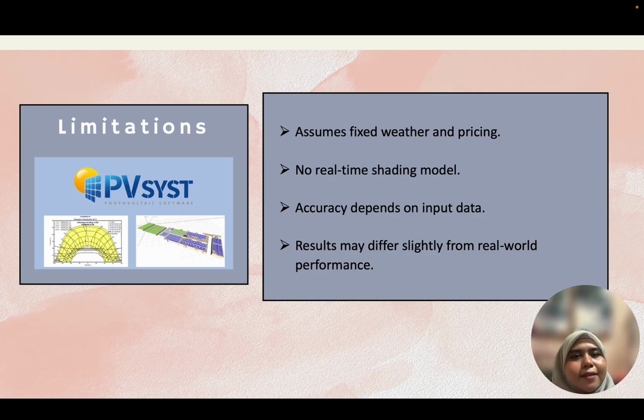Despite its strengths, PVsyst has some limitations. It assumes fixed weather and pricing, so it does not simulate real-time weather variation or extreme conditions. Second, it is a no-return schedule model where the output depends heavily on accurate input data like irradiance, temperature, and shading profiles. The accuracy depends on input data, where shading analysis was skipped in this case, which might lead to overestimated energy yield. And the last one, results may differ slightly from real-world performance because the financial model assumes a fixed rate for 10 years without considering policy or market changes. However, I minimize these issues by using conservative loss factors and realistic cost inputs.